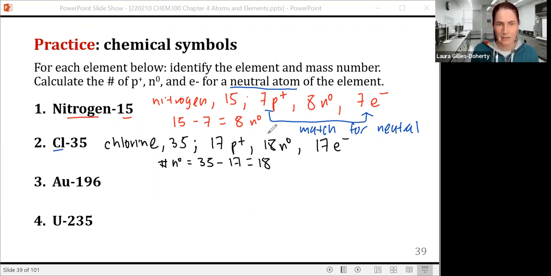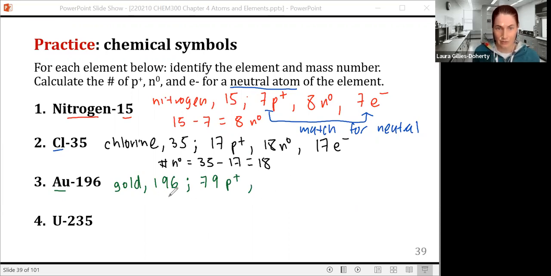Okay, next one, Au-196. Find this element on the periodic table. Identify what element it is. Au is gold. And its mass number is 196. So now if we figure out the number of protons, by definition, check the periodic table for the atomic number of gold. Gold has an atomic number of 79, so it has 79 protons.